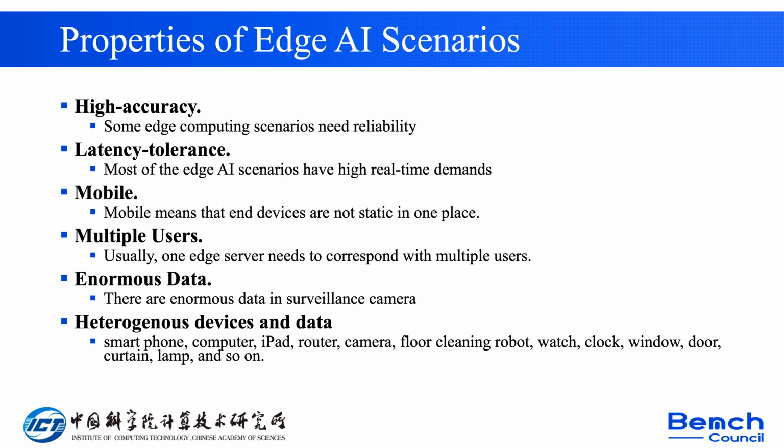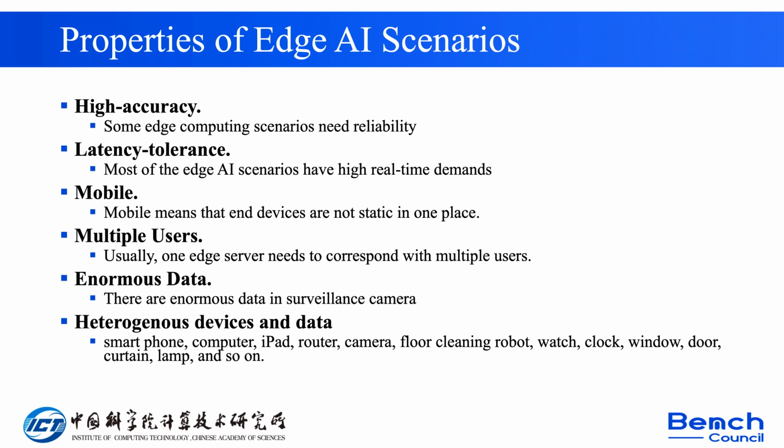The fifth property is enormous data. As HRS Market reported, 1 billion surveillance cameras will be watching around the world in 2021. Moreover, it has been calculated that 24 hours of 4K 60 FPS videos take nearly 35 terabytes of storage. Therefore, there is enormous data in edge AI scenarios.